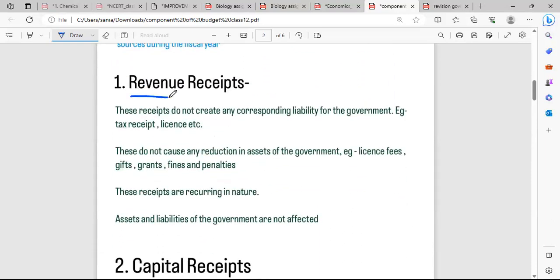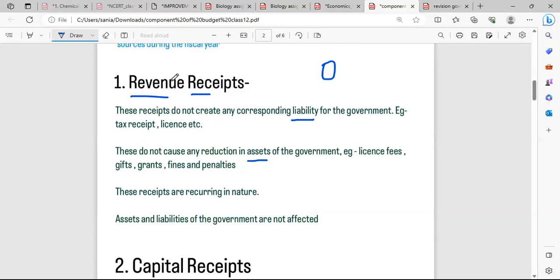Now, receipt means you are receiving money. Tell me one thing: when you get money, there are two words you have to remember. One is liability and one is asset. An asset is the product you have. A liability means, for example, I gave you money, so you have a liability: oh God, I have to return the money to ma'am.